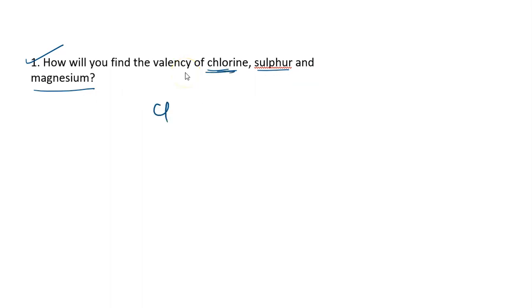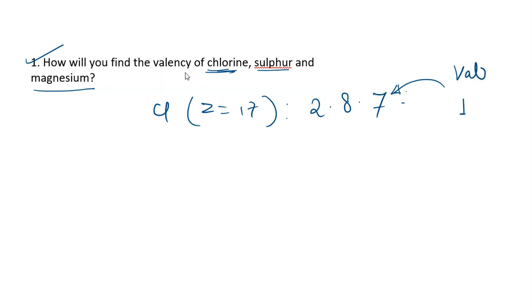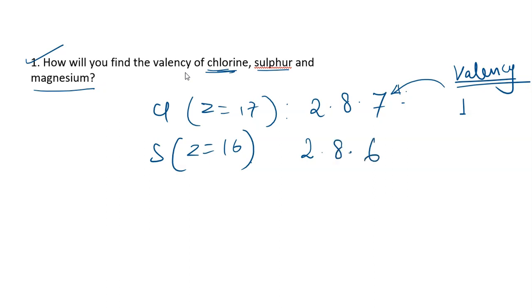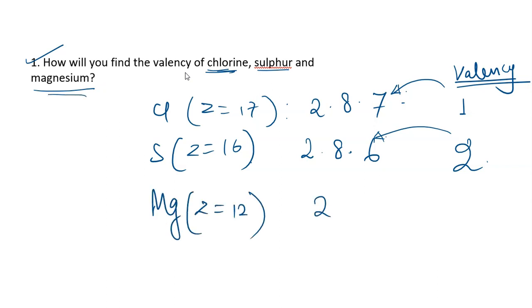So chlorine, atomic number 17. We have to write its electronic configuration, 2 8 7, and only one electron can be added to attain a completely filled outer shell. So its valency will be 1. Similarly for sulfur, atomic number is 16 and its electronic configuration is 2 8 6, and its valency will be 2 because only 2 electrons will be needed to completely fill the outer shell.